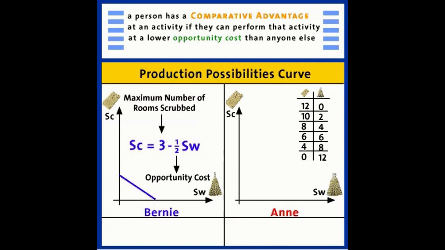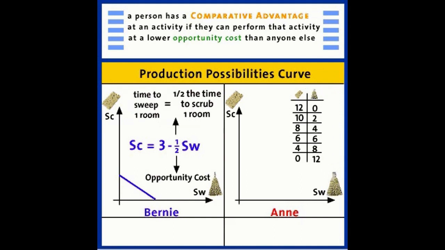The intercept tells you the maximum amount of scrubbing that Bernie can do, and the slope of the line tells you the opportunity cost of a room swept, measured in terms of lost scrubbing. So here's Bernie's equation, and here's his production possibilities curve. Now we can draw the curve for Anne.